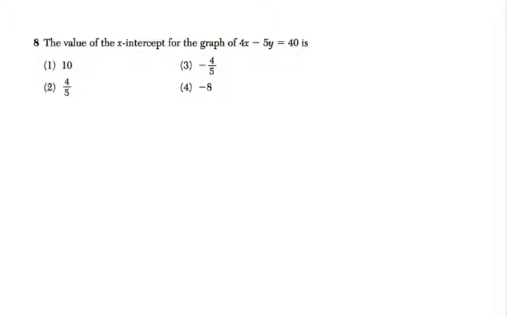Hello everyone. So for number 8, we're asked to find the x-intercept of the graph of the equation 4x minus 5y equals 40. So just a quick little refresher here on what an intercept is, or more specifically, what the x-intercept is.